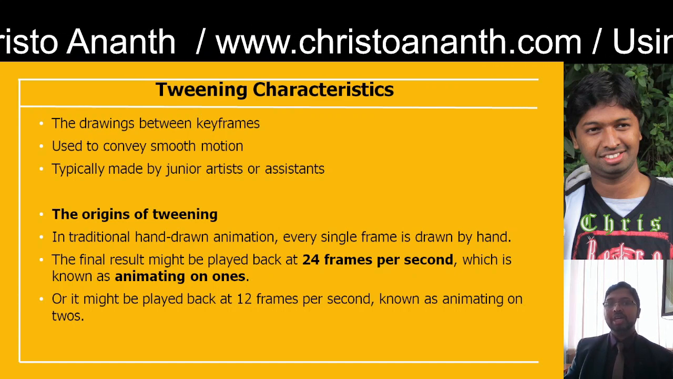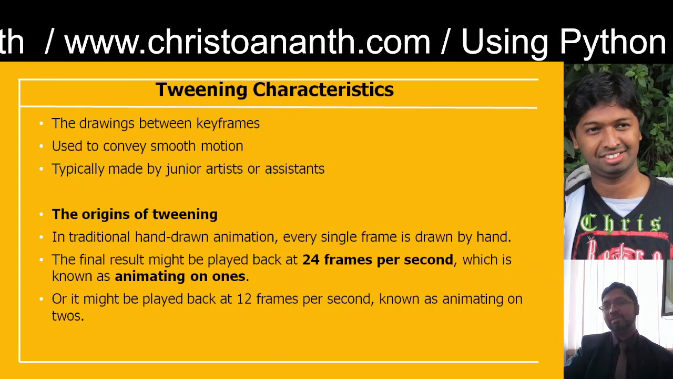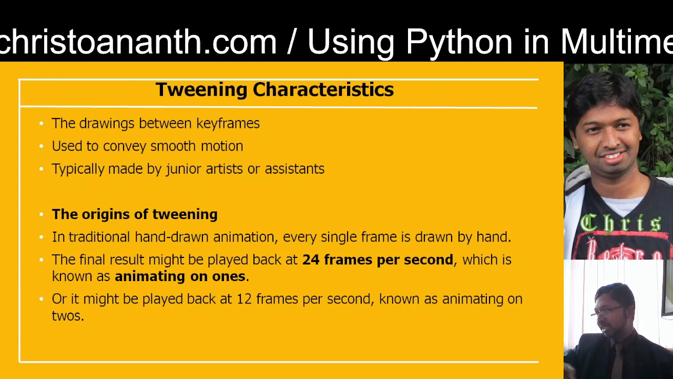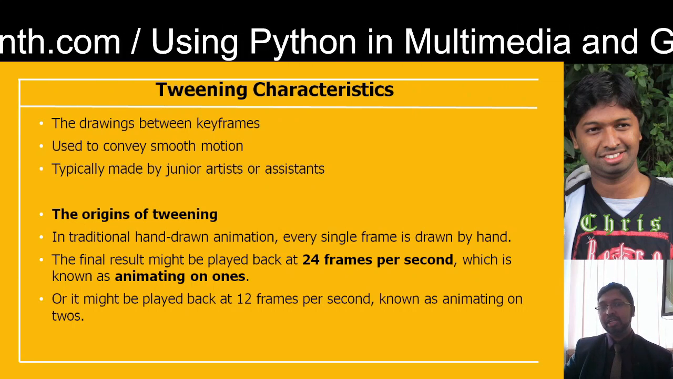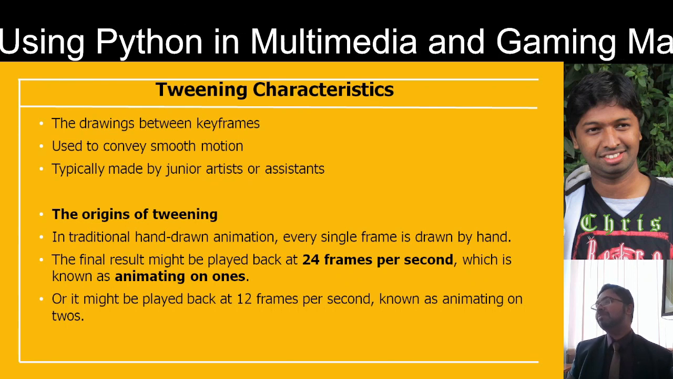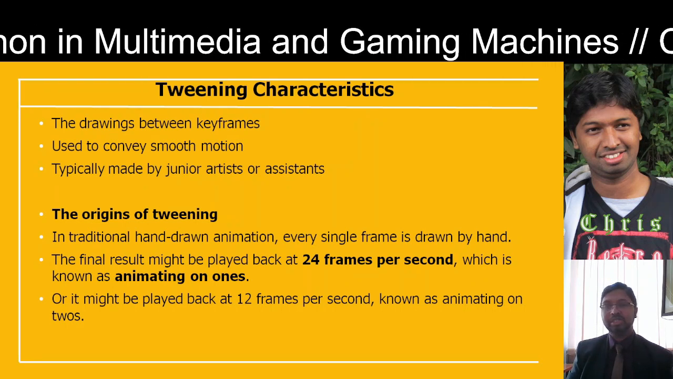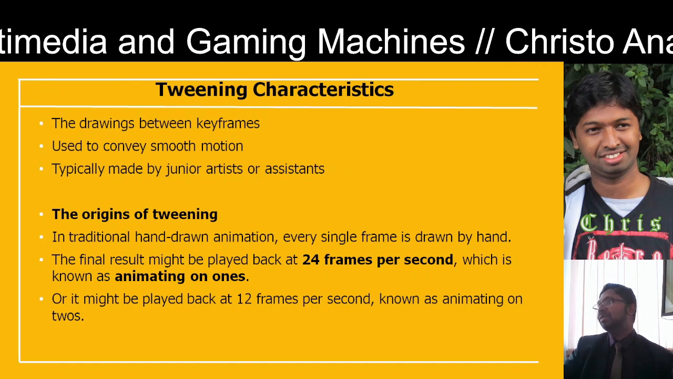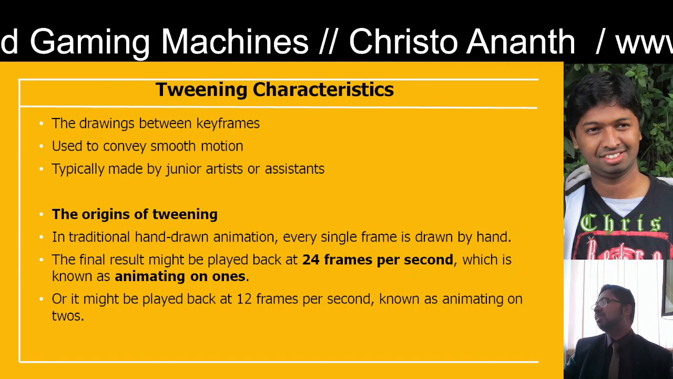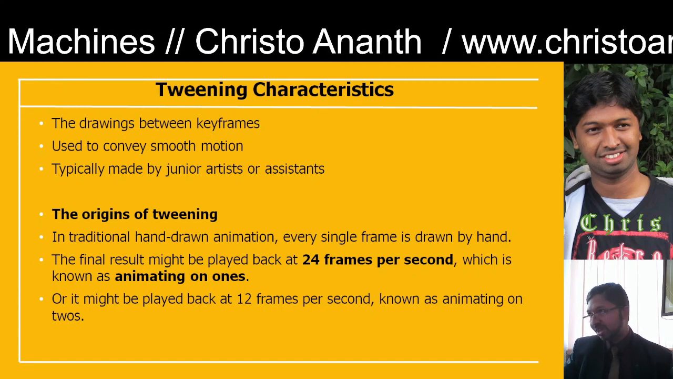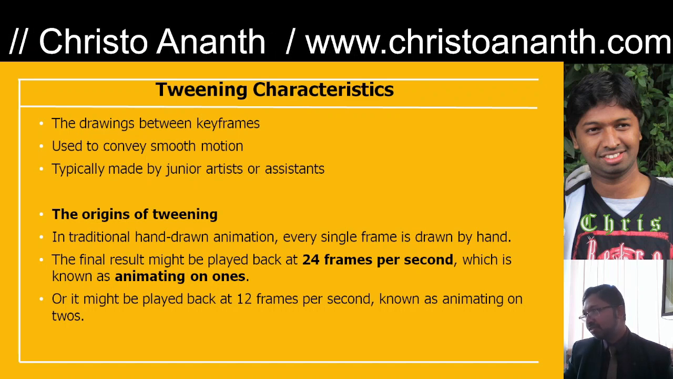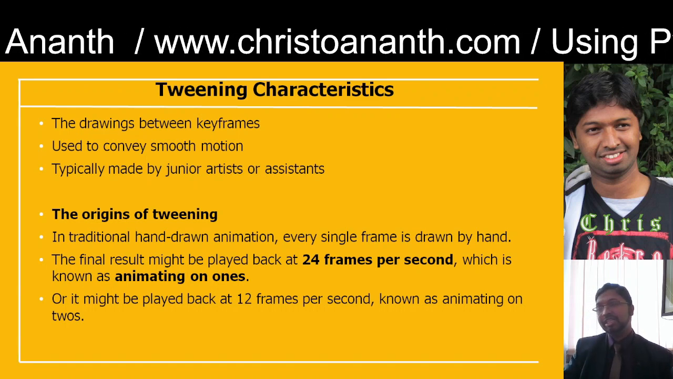So in traditional hand-drawn animation, every single frame is actually drawn by hand. The final result may be played back at 24 frames per second. Animation is very simple: you are going to repeat it, at 24 frames per second, 50 frames per second, 60 frames per second. That's how you'll go about it.